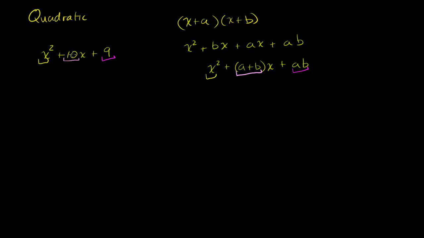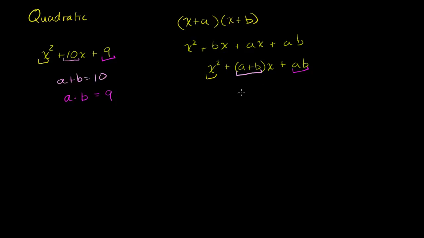So can we somehow pattern match this to that? Is there some a and b where a plus b is equal to 10, and a times b is equal to 9? Well, let's just think about it a little bit. What are the factors of 9? What are the things that a and b could be equal to? And we're assuming that everything is an integer. And normally when we're factoring, especially when we're beginning to factor, we're dealing with integer numbers.